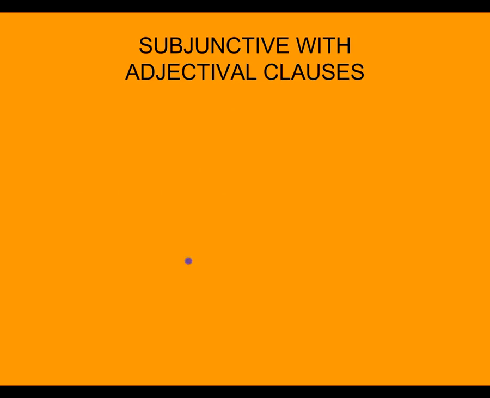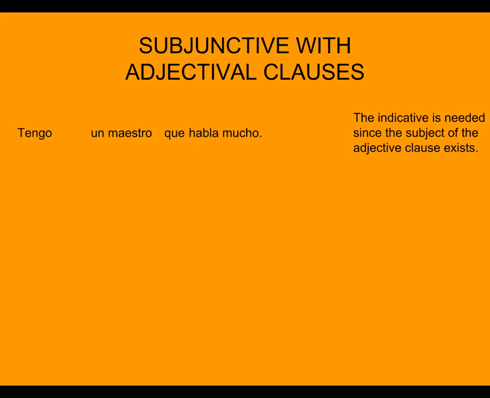Subjunctive with adjectival clauses. Tengo un maestro que habla mucho. Habla is in the indicative. The indicative is needed here because the subject of the adjective clause exists. I have a teacher that talks a lot. The teacher actually exists, so the indicative is needed.